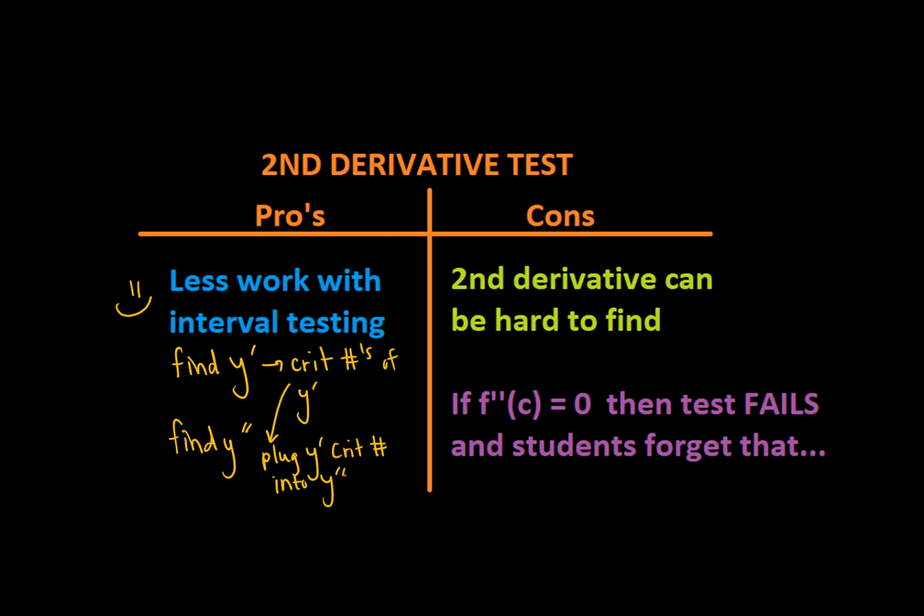There are some cons though. First of all, the second derivative can be hard to find. It can be hard to simplify. It just depends on what the first derivative looks like. And then this is the big one here, because students forget this all the time. If the second derivative equals 0 for that critical number, then the test fails. Students often forget that 0 isn't positive or negative, and then they just make a judgment claim. You want to be careful of that.